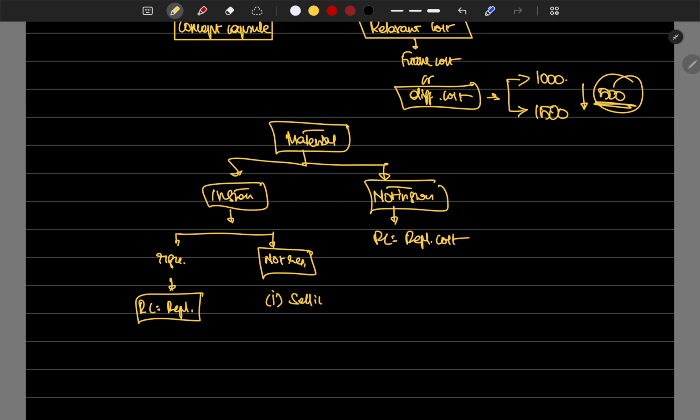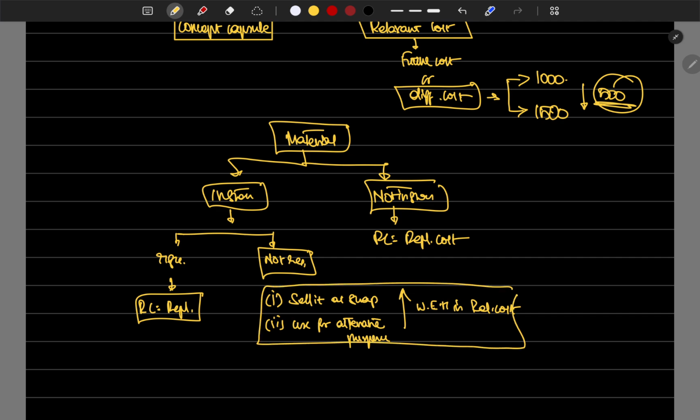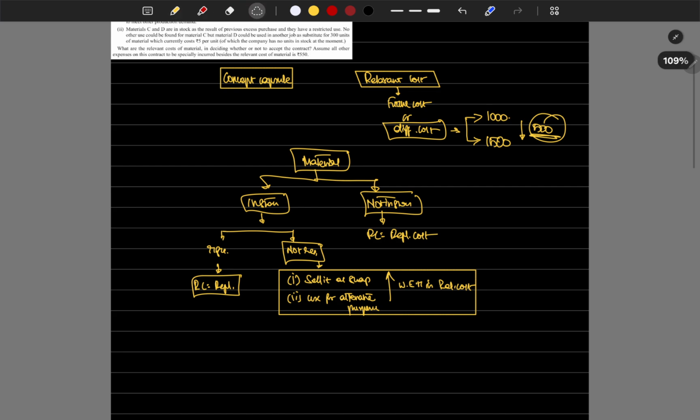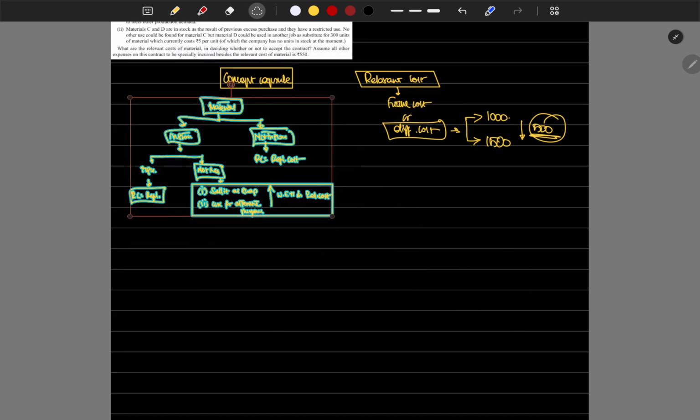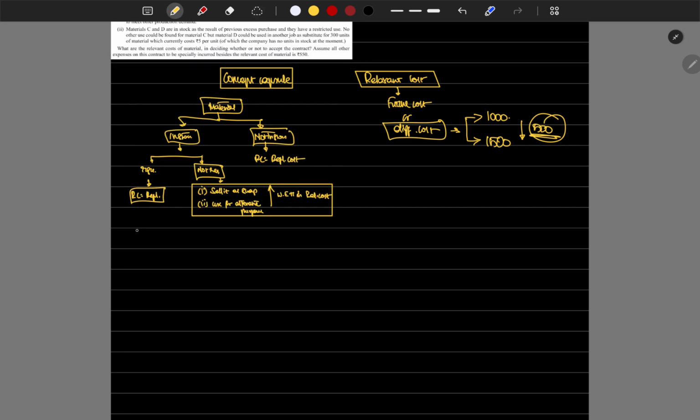If it is not regularly used, then we can sell it as scrap, or we can use it for an alternate purpose. Whichever is higher is our relevant cost. Yes, this is a concept we have to know. Once we understand this, the problem will be very easy.